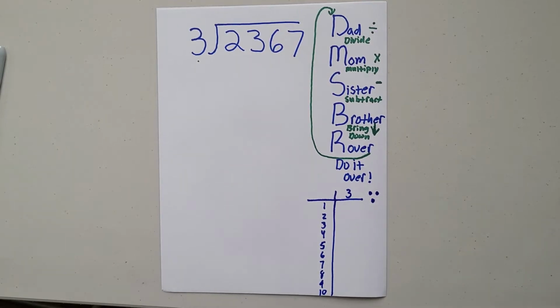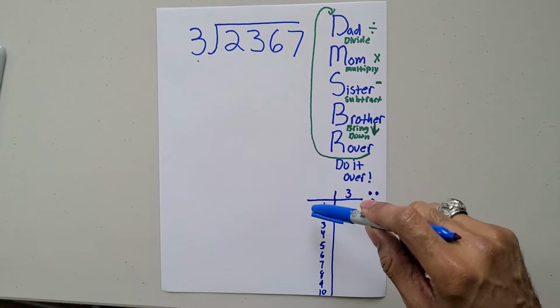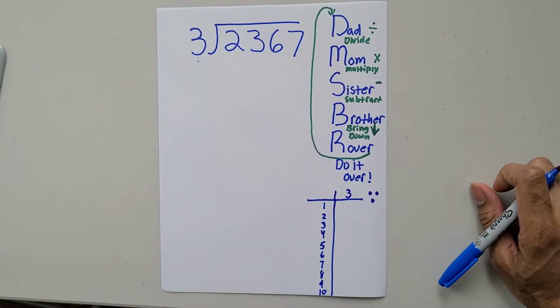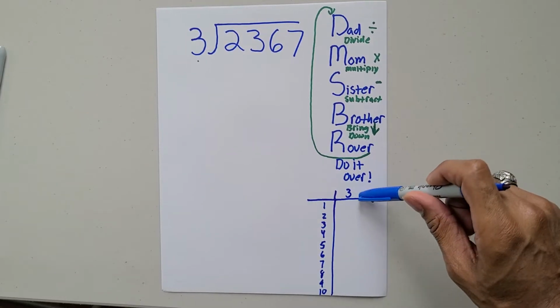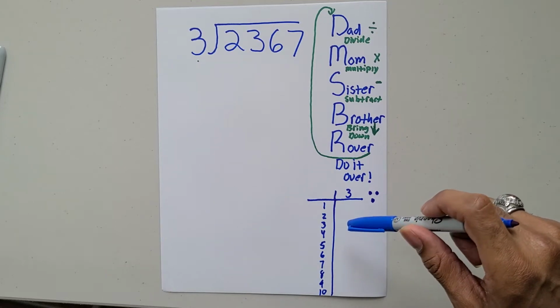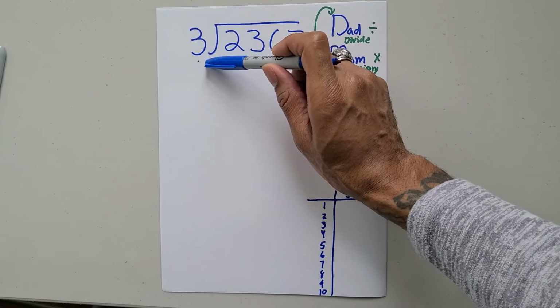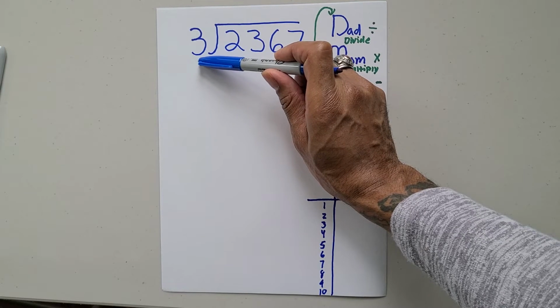Also, if you look right here on this side, I added a T-chart. Now, a T-chart will help you with your multiplication facts. If you do not know your numbers, when you multiply all the way to 10, that is okay because this T-chart will help you, okay? Now, if we look at our divider right here, we have the number 3. So we're dealing with groups of 3.